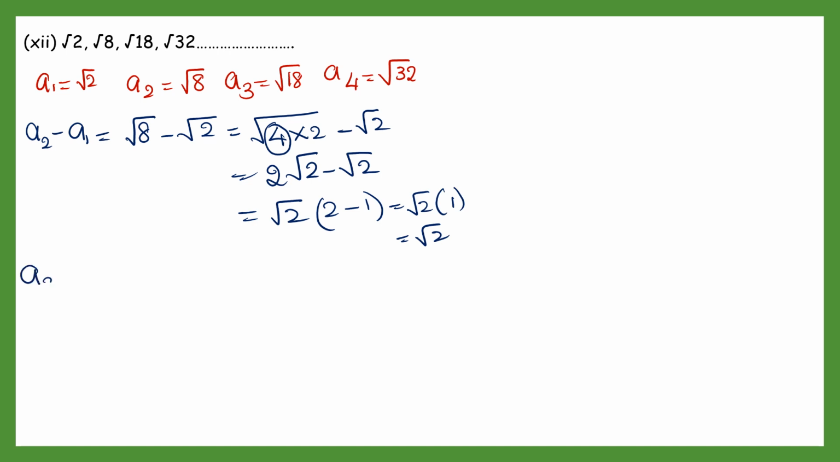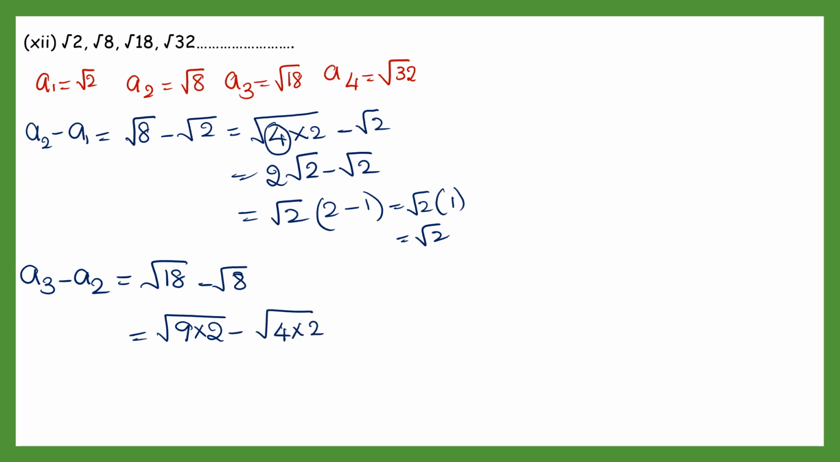Now, another set of consecutive terms, A3 minus A2. So, root 18 minus root 8. Root 18 can be written as root of 9 into 2, minus root 8 can be written as what? Root of 4 into 2. Root 9 is nothing but 3. 3 root 2 minus root 4, which is 2, so 2 root 2. 3 root 2 minus 2 root 2 is 1 root 2.